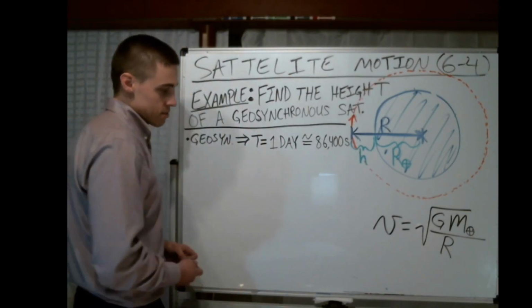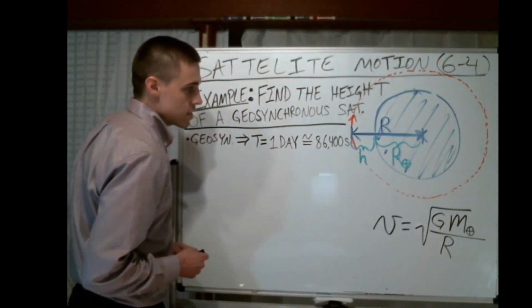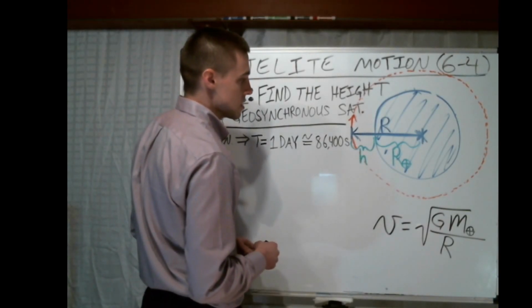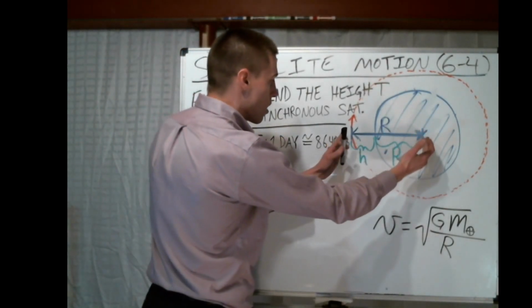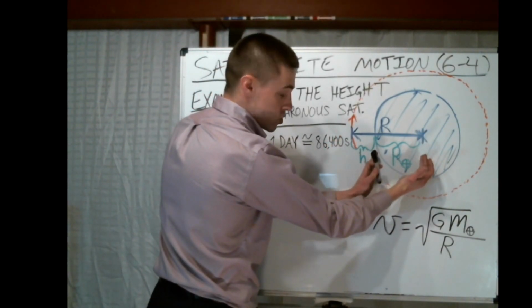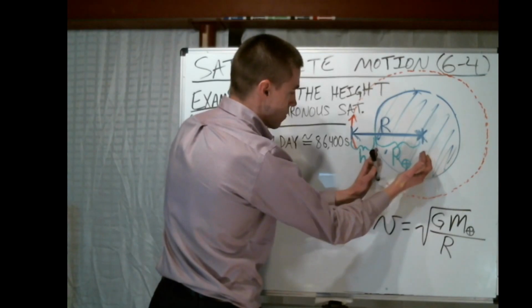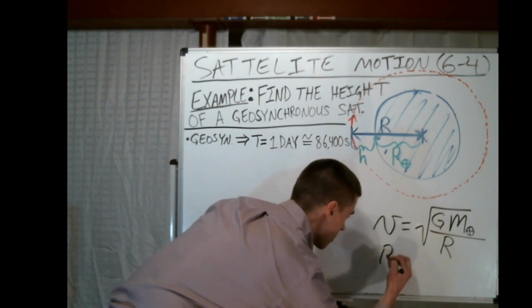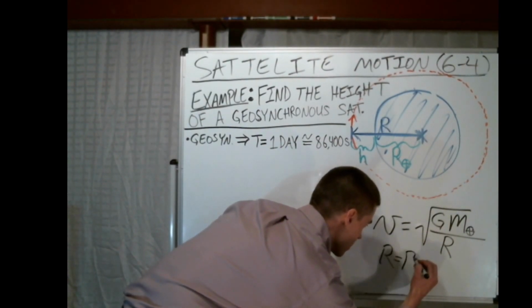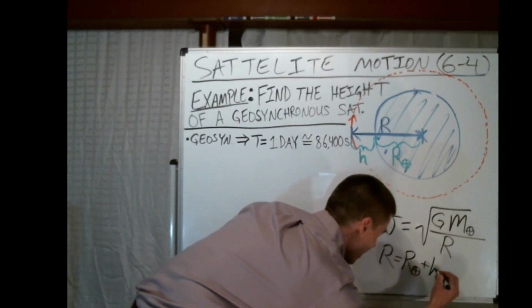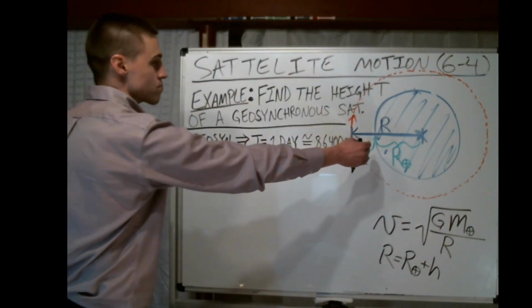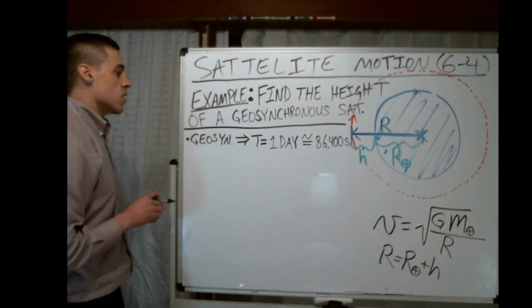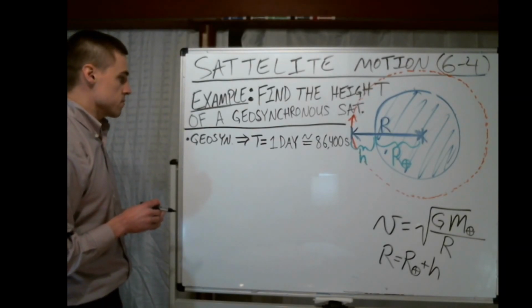It wants us to find the height of the geosynchronous satellite, so that would not be r here. The height would be the distance above the Earth's surface. Here I've shown r to have two parts: the radius of the Earth and this height h. So we can write r is equal to the radius of the Earth plus h, the height from the Earth's surface out to where the orbit is taking place.